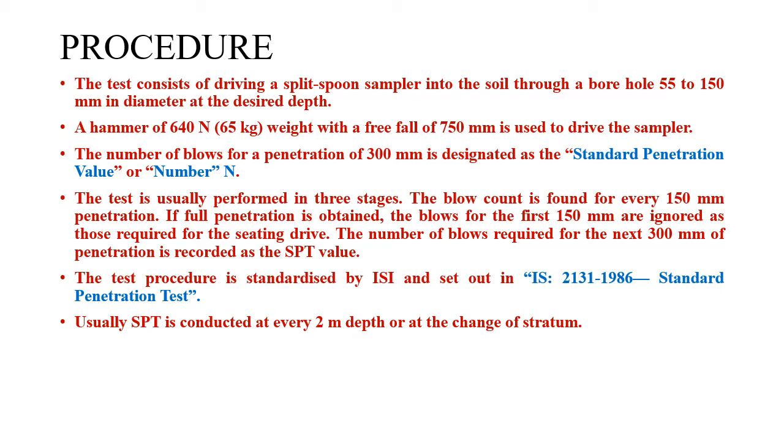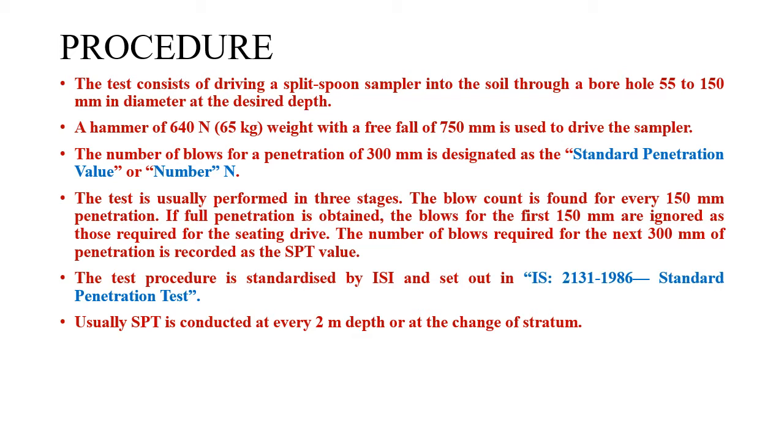Now, how much have you covered? You have covered 450 mm penetration into the soil. In that 450 mm penetration, the first 150 mm is considered as the seating drive, so that blow count will not be accounted. What you do is record the number of blows required for the next 300 mm of penetration. In the total 450 mm penetration, the first 150 mm will not be accounted; you will record the number of blows required to penetrate the remaining 300 mm in the soil.